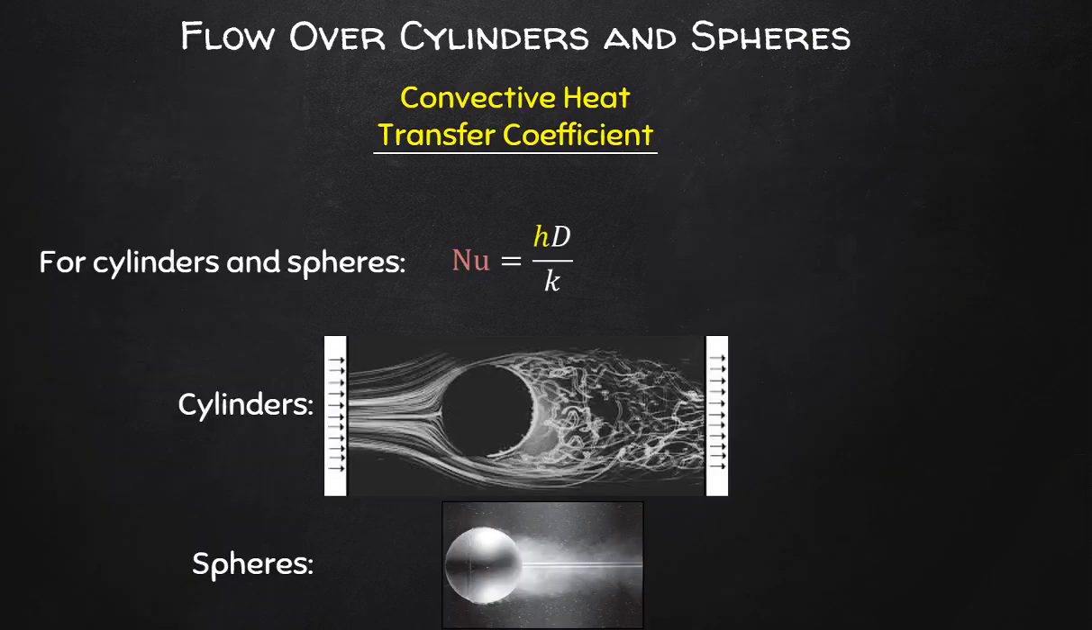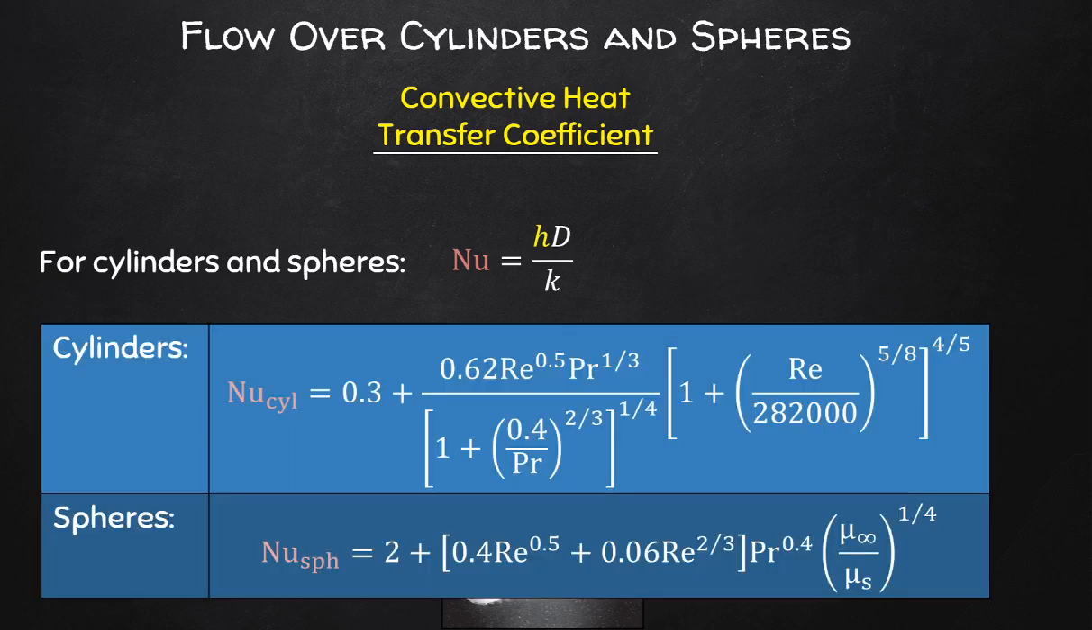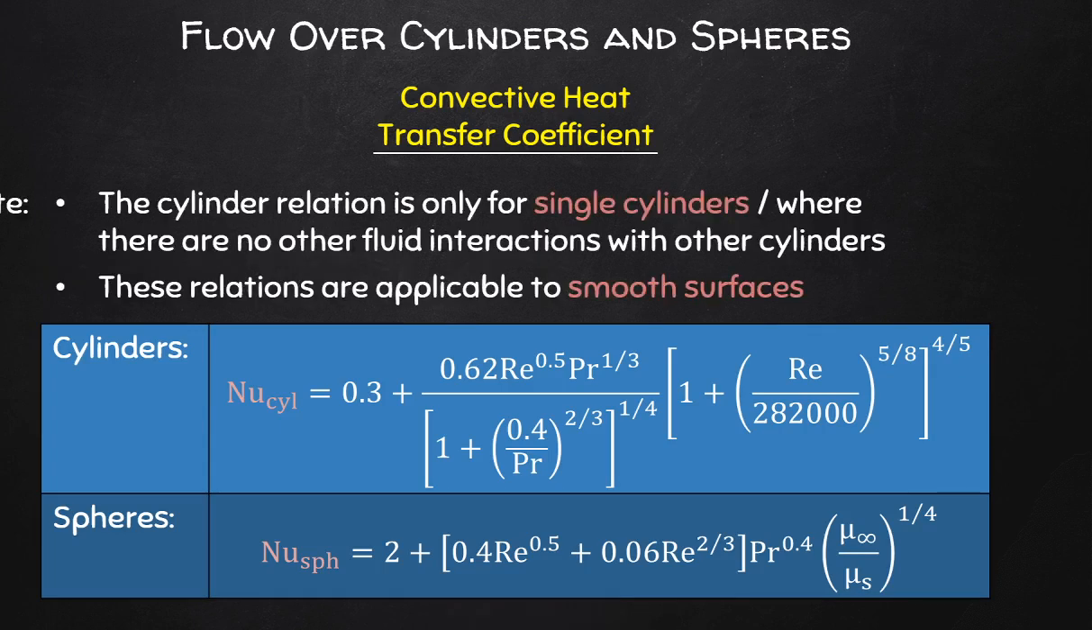Right, so a similar phenomenon also occurs in the case of cylinders, as shown here, because cylinders also have the cylindrical profile that a sphere has, and each geometry yet again will have its own specific equation to determine the Nusselt number. Now it should be noted that here with the first equation, this is only applicable for single cylinders, and that these two equations only apply to smooth surface geometries.